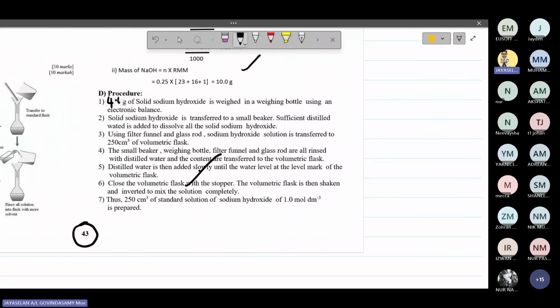Okay, 4.0 gram of solid sodium hydroxide is weighed. Or you can use the passive or active form: weigh 4.0 gram of solid sodium hydroxide in a weighing bottle using an electronic balance. One mark, 0.1. The solid sodium hydroxide is transferred into a small beaker. First it must go into the small beaker. Then you add distilled water to dissolve all the solid sodium hydroxide.